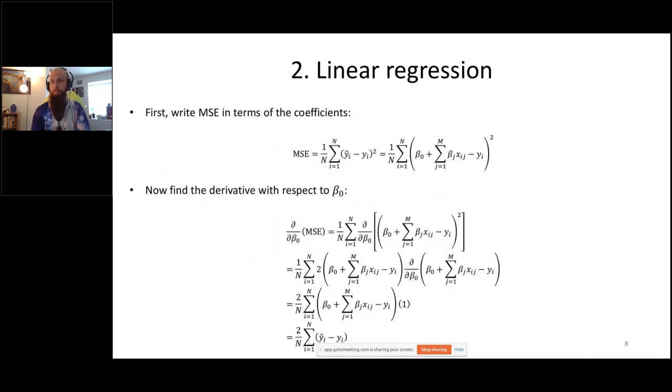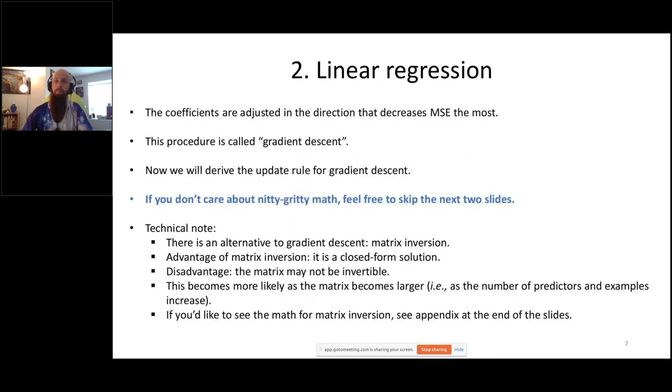Hey, Ryan, quick question. Does the matrix inversion always find the minimum? Because I know the iterative could find a local minimum, but not the absolute minimum. Yeah, matrix inversion isn't guaranteed to find a global minimum either.